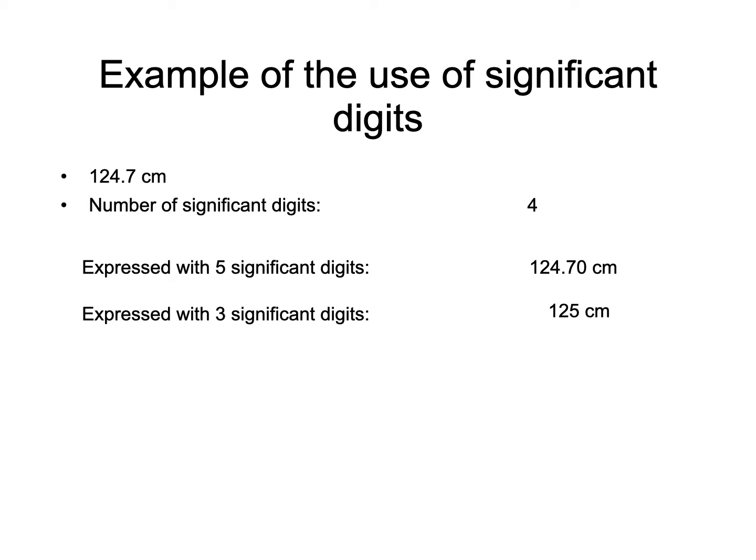With 3 significant digits, you would need to round up to 125 centimeter because the next digit, 7, is above or equal to 5. Finally, this number expressed with 2 significant digits could be written as 1.2 times 10 to the 2 centimeters, or 1.2 meter because the next digit, 4, is below 5.